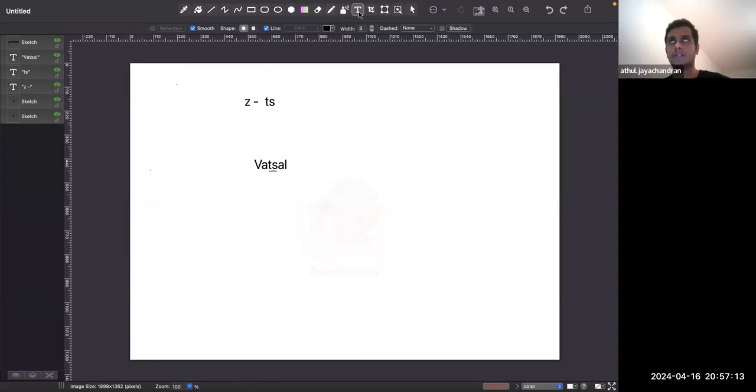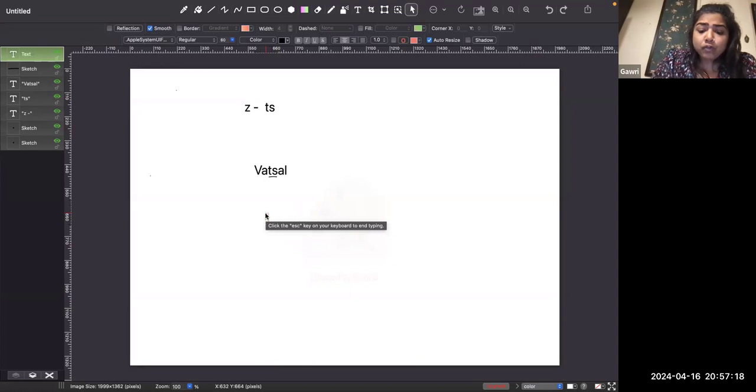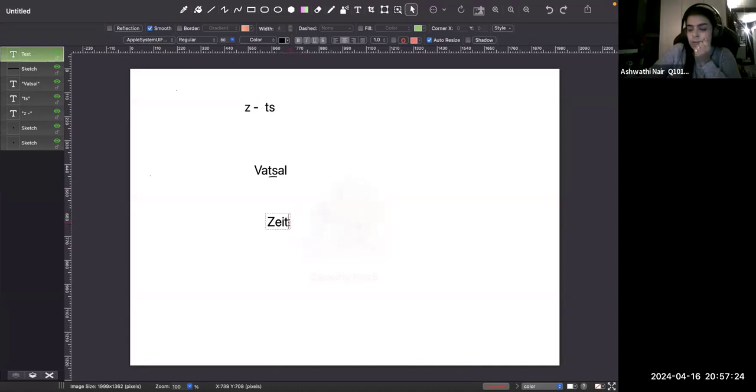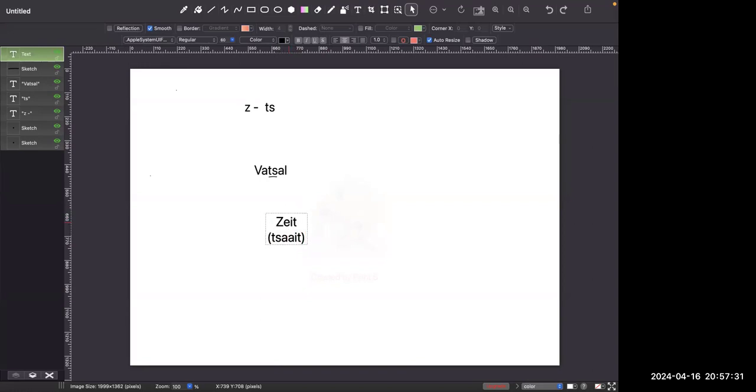Guys, let us see an example that will make it a little more clear. For example, if there is a word like this, I'm going to write down its English pronunciation. Sight.